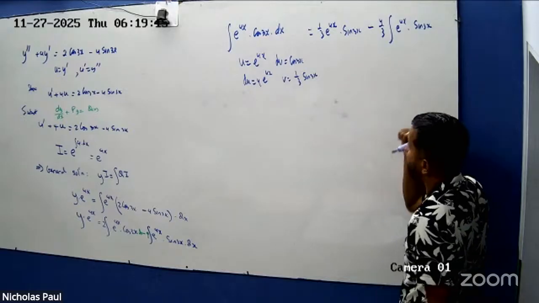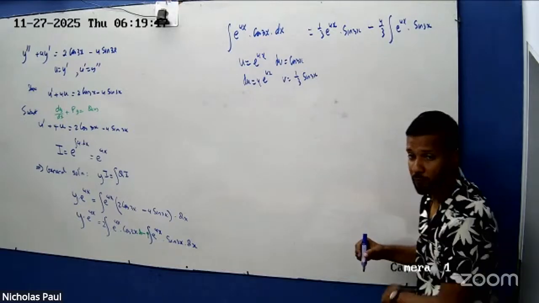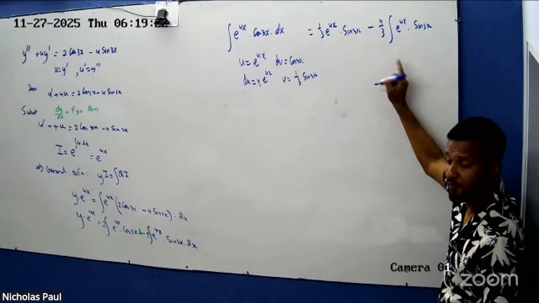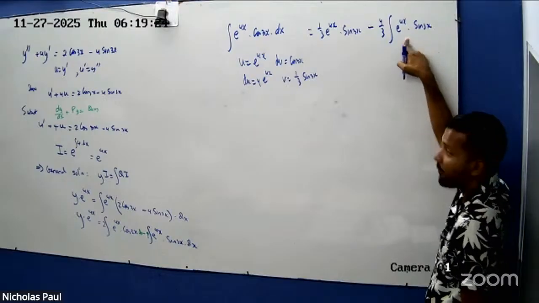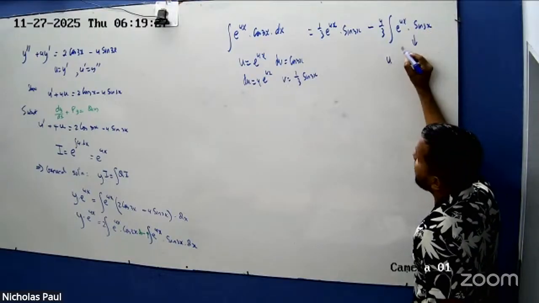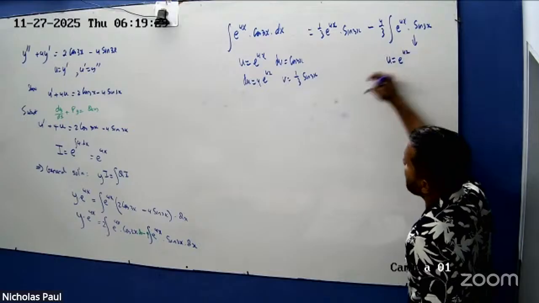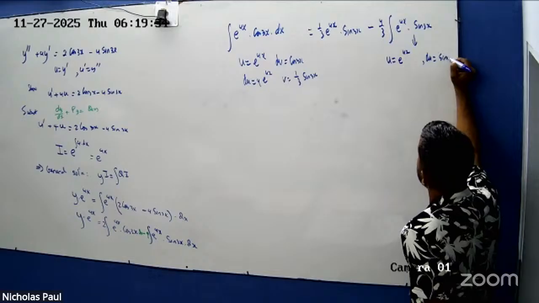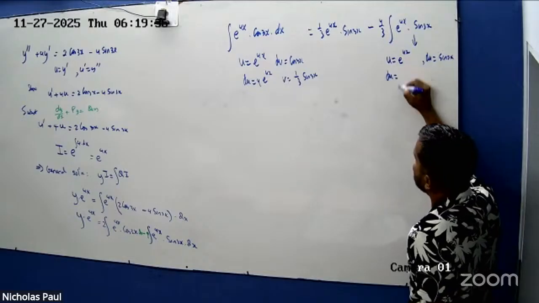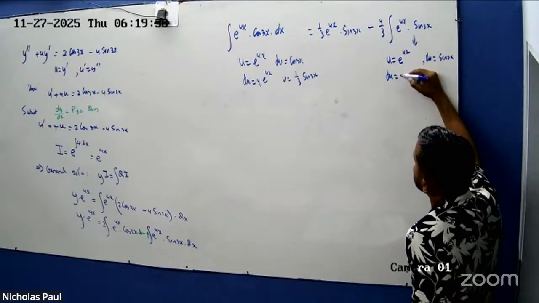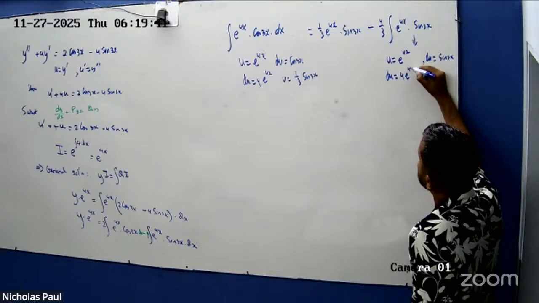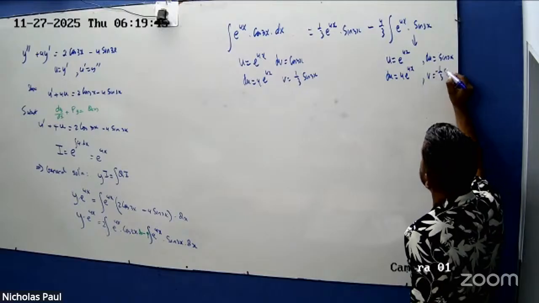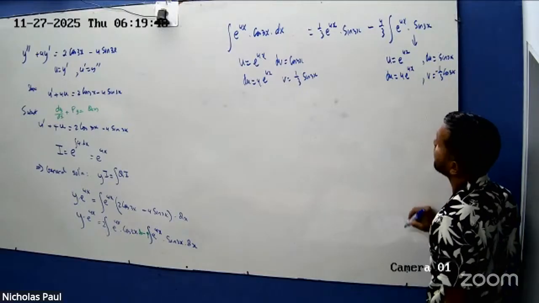What's the next step? Parts again here, right? Even if you don't remember, parts again here. And do not change it. If you choose u as the e, stick with that. And dv here is sine 3x. So du is equal to 4e to the 4x. The integral of this will be minus 1/3 cos 3x.